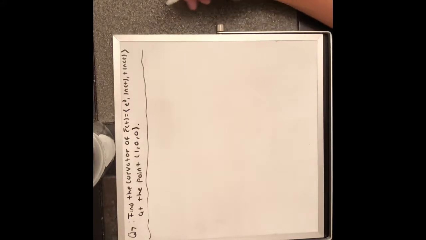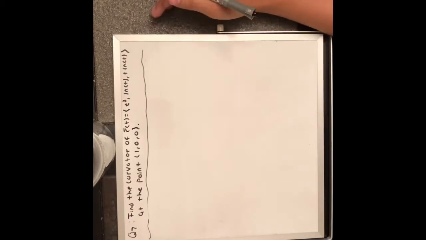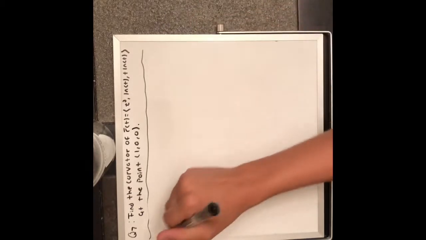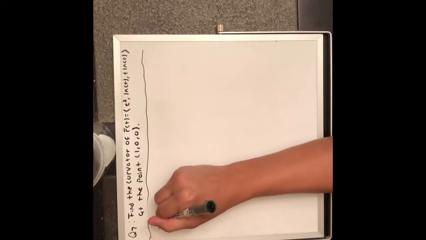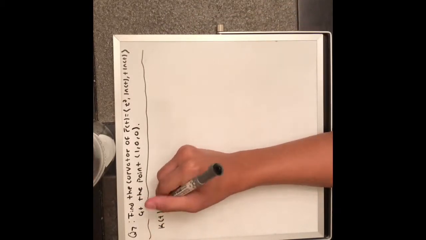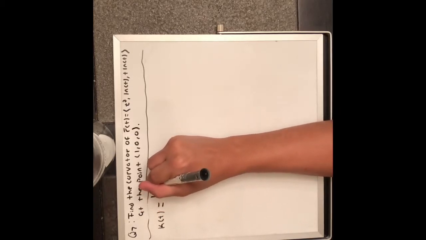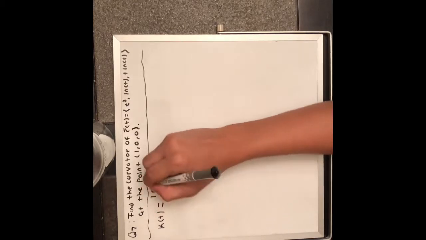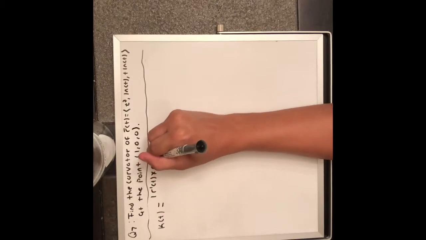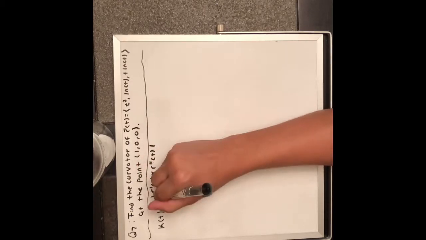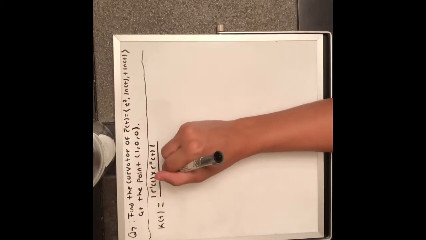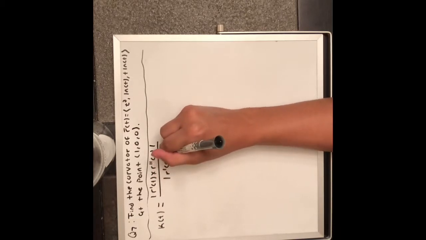Hello, I'm here to help you find the curvature of r of t equals t squared, ln t, t ln t at the point (1, 0, 0). So if you recall, the formula for curvature is the following: the magnitude of r prime of t cross r double prime of t, divided by the magnitude of r prime of t cubed.